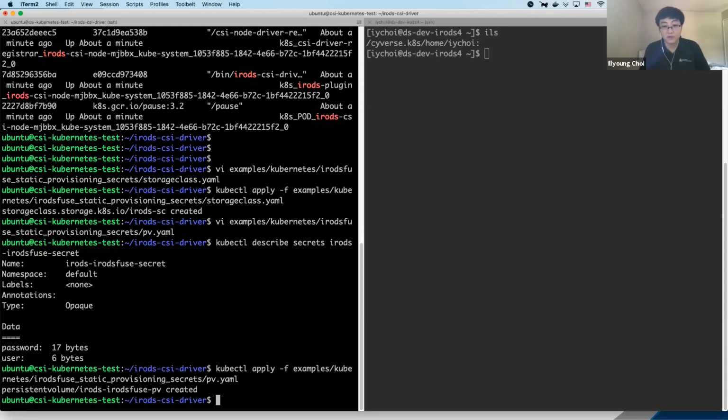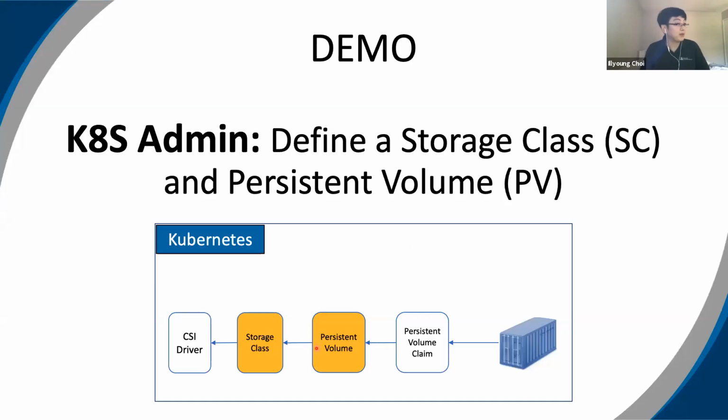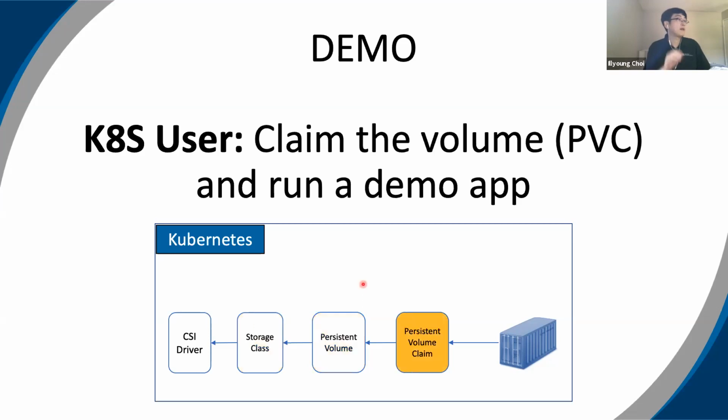Okay, we're done. So we created the storage class object and created the persistent volume object. Now a new Kubernetes user wants to use this persistent volume by claiming, by creating the persistent volume claim object.